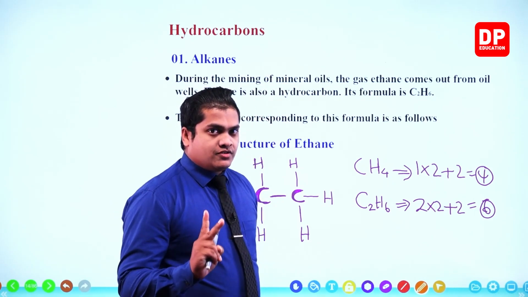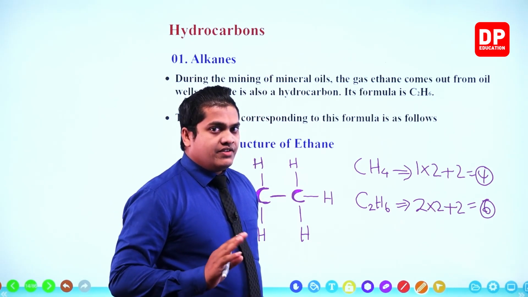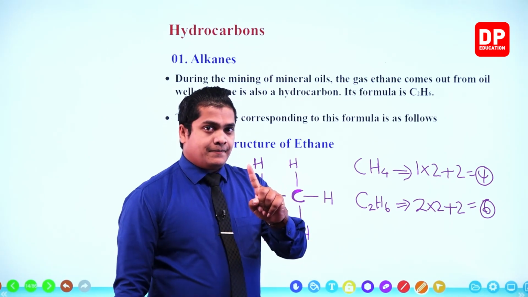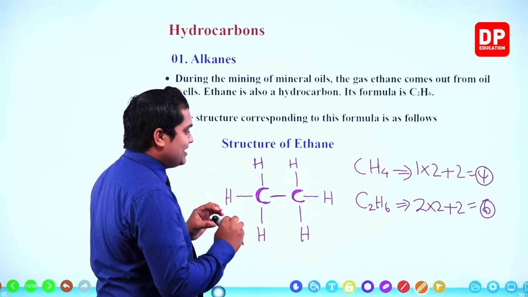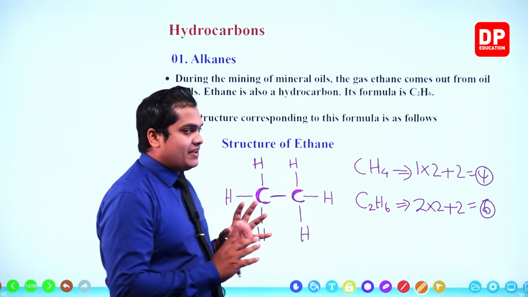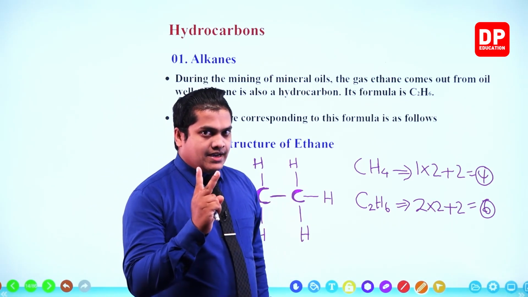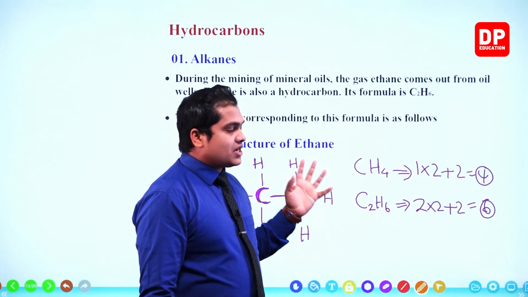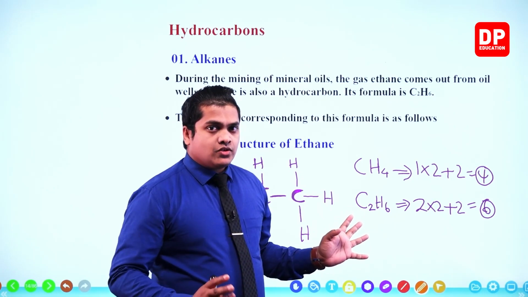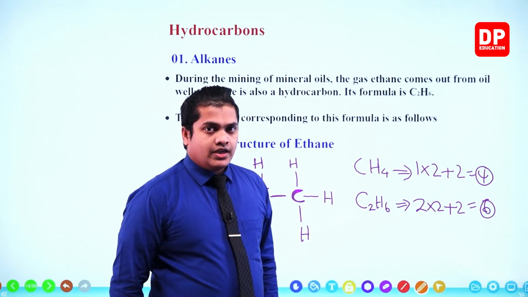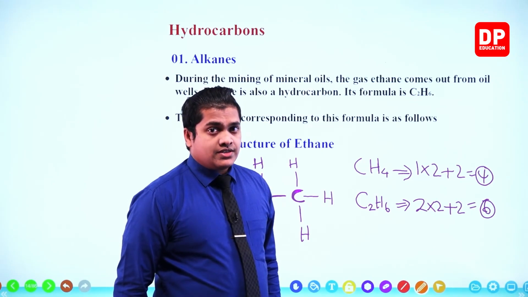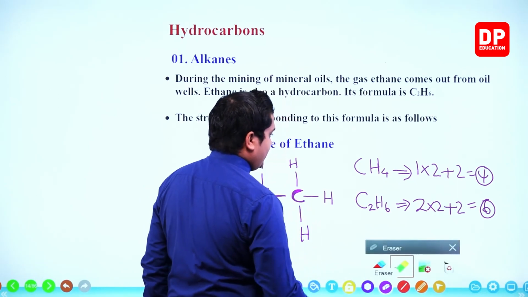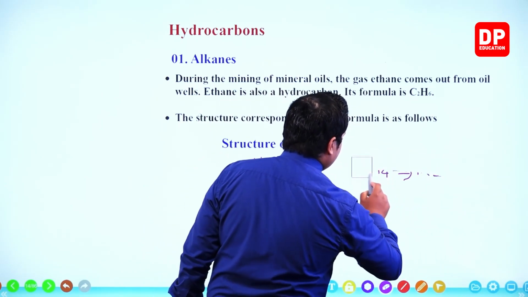So two different features can be observed when we are studying these structures. Number 1, each and every bond in here is a single bond. Second, the hydrogen count is always 2 more than twice the number of carbon atoms. The hydrogen count contained within the molecule is 2 more than twice the carbon atoms. Okay then. So I'm going to erase this. Let's head on to see the other contents.